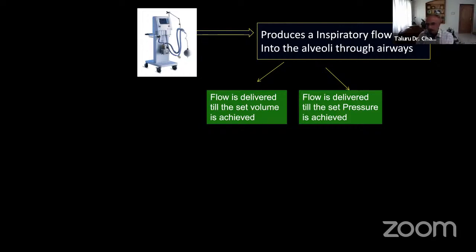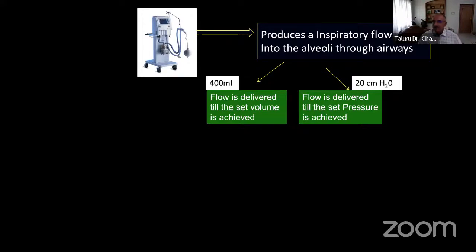The whole idea of putting somebody on a ventilator is to deliver a volume into the alveoli so that gas exchange occurs, oxygen goes to the mitochondria, and the patient survives. Isn't it? But the ventilator only produces an inspiratory flow of gas. And you can set it in only 2 ways. You can tell the ventilator, you deliver a flow of gas till the tidal volume that I have set is achieved. That is called volume modes.